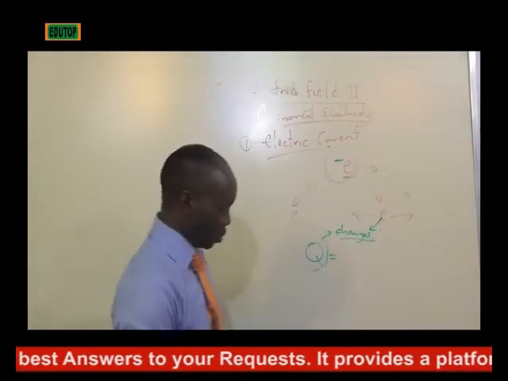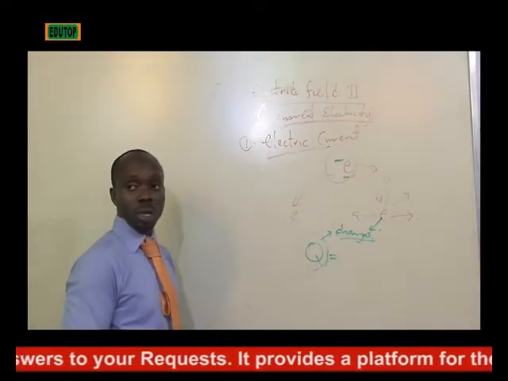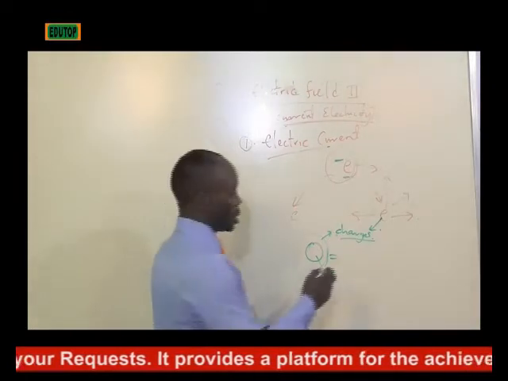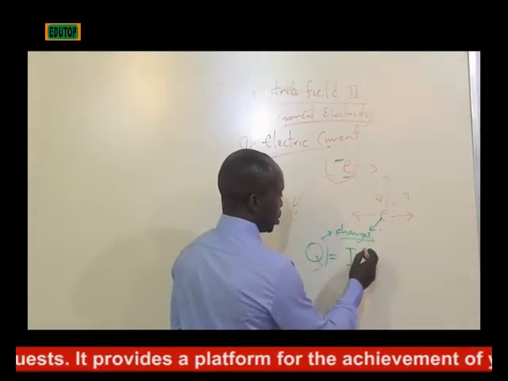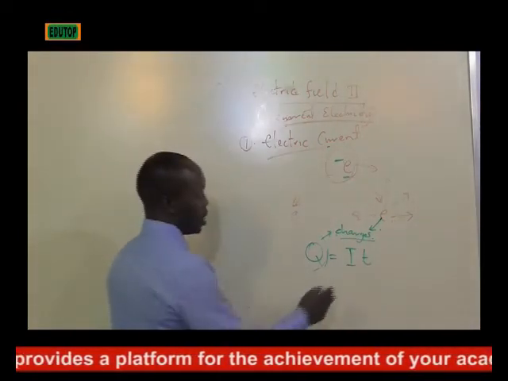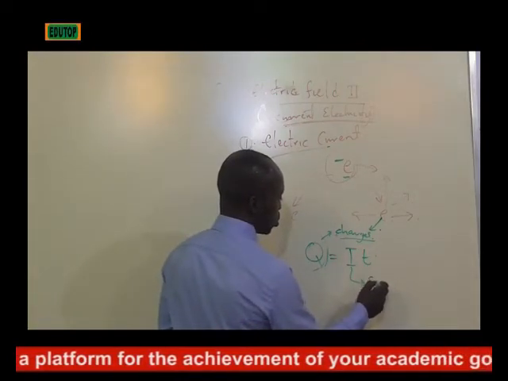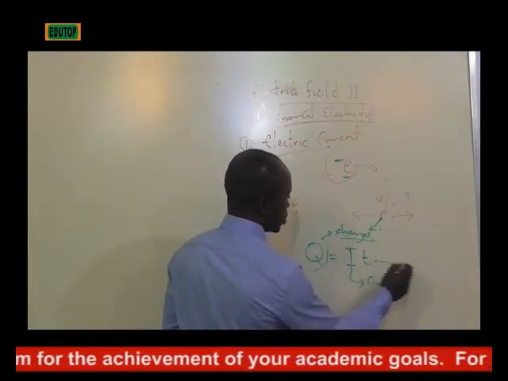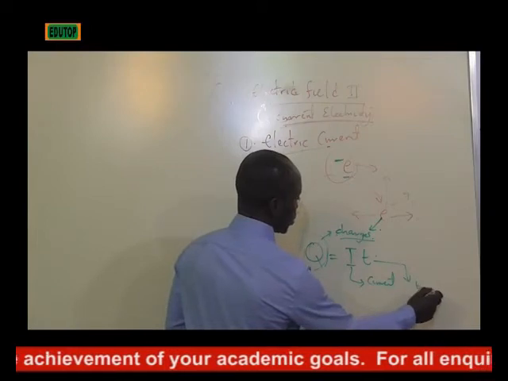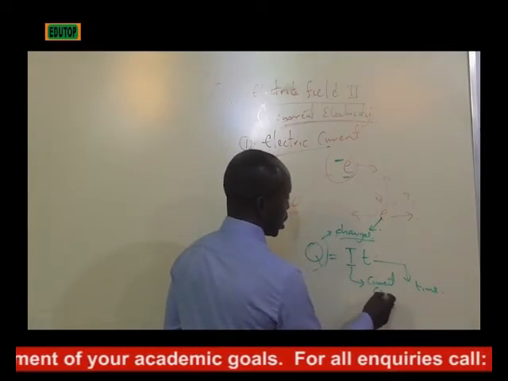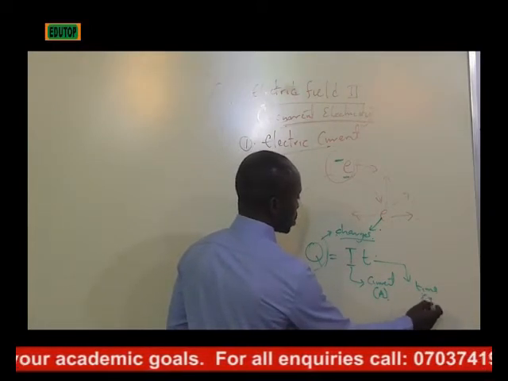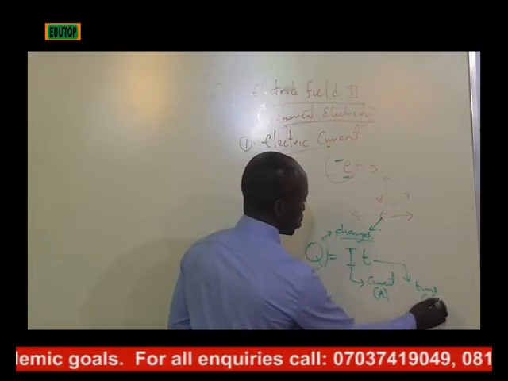So our coulomb, which is quantity of charge, can be equal to your I T, where your I equals your current and your T equals your time. Your current is measured in amps, and your time is measured in seconds. Hope we are getting it now.